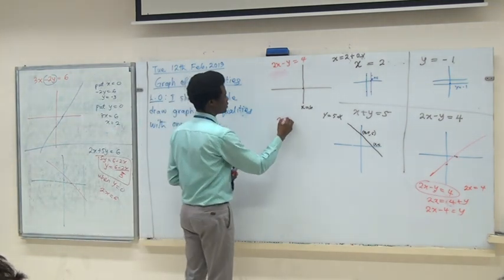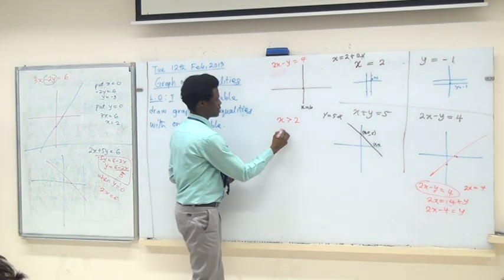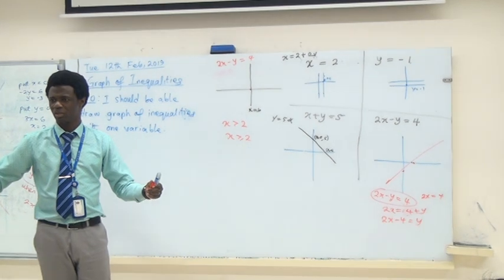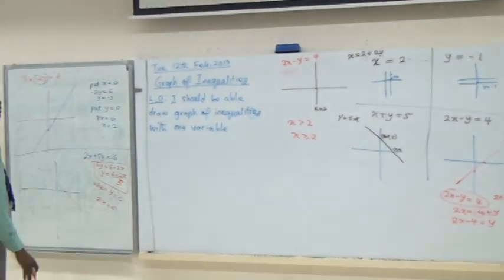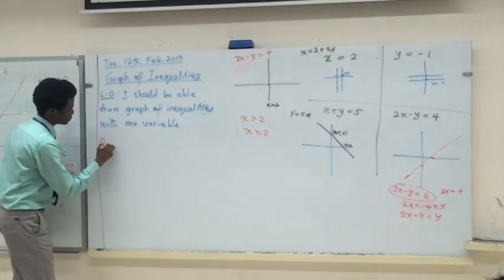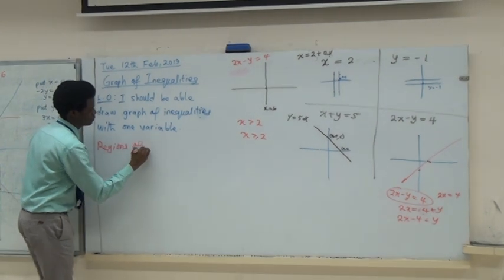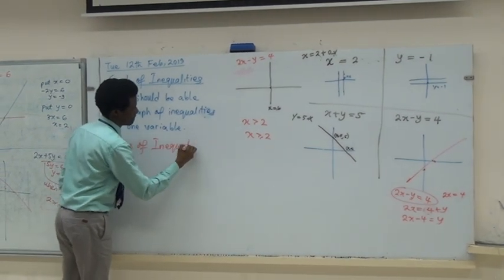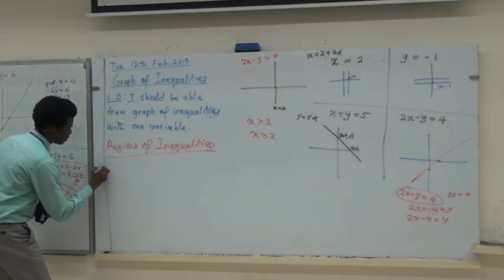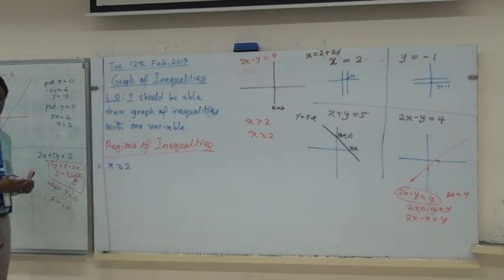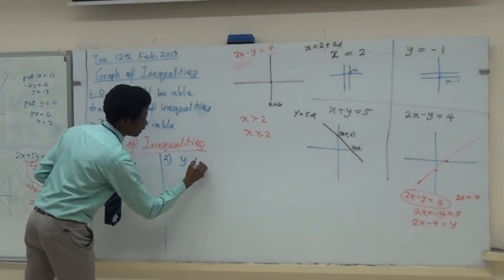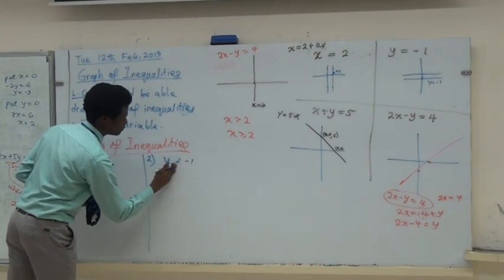For example, you say x is greater than 2. X is greater than or equal to 2. It's not just one value. There's a lot of values involved. So unlike this, where we can just draw a line, in inequality, we need to shade the region involved. So for example, look at this. We have x greater than or equal to 2. Let's see the difference between that and y less than negative 1.